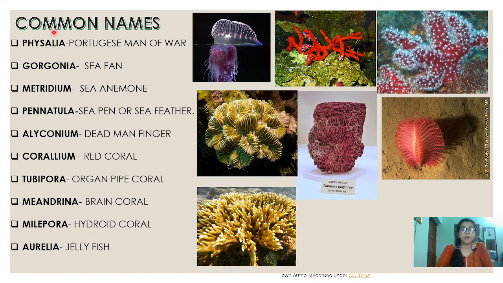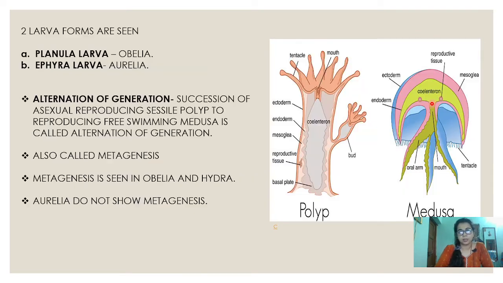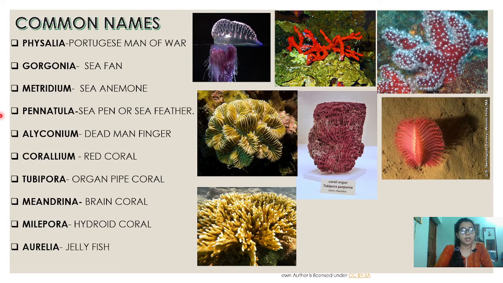So, what is Physalia called? That is Portuguese man of war. This is the Physalia example. Gorgonia is known as sea fan. In the previous picture, this is the Gorgonia. This is known as the sea fan, okay, as they are fan shaped. And Metridium is known as sea anemone, okay, and Pennatula is known as sea pen or sea feather. This is the structure of Pennatula, which is known as sea pen or sea feather.